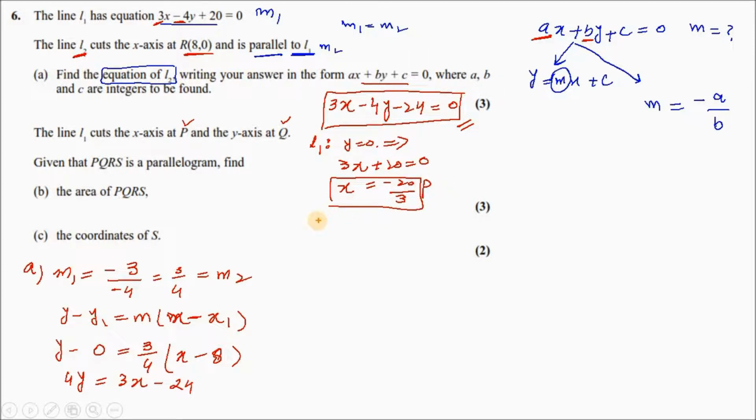And for Q, if x equals 0, put x equal to 0 in the equation, so minus 4y plus 20 equals 0, and then y is equal to 5. This is the y-intercept, that means this is your point Q.